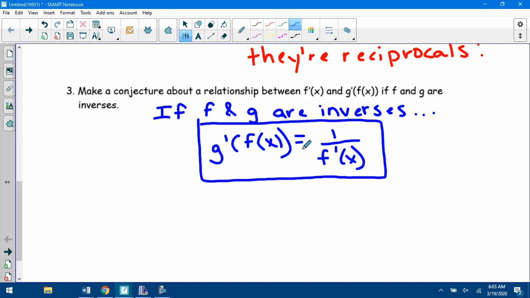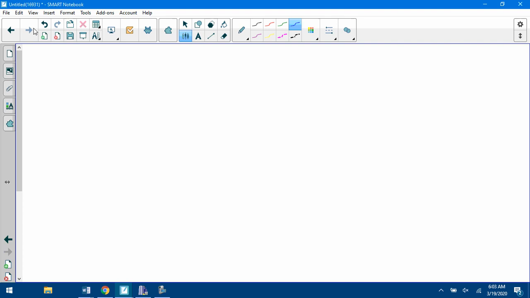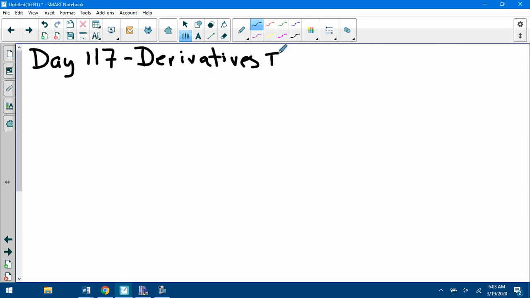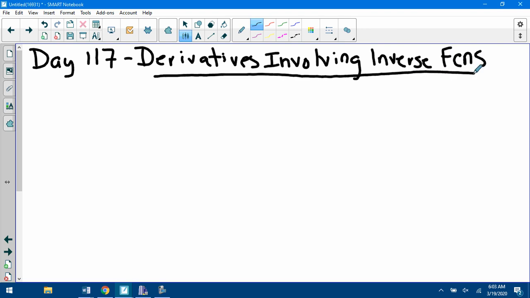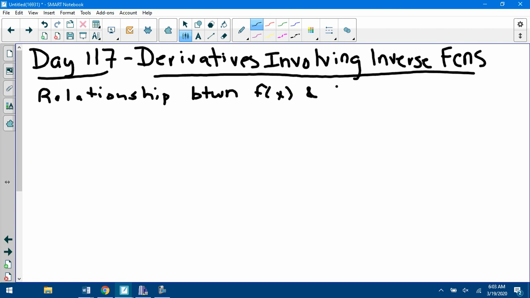Okay, so let's switch over to your own notes for a little bit. And this is the official start of day 117. You can call this derivatives involving inverse functions. Okay. So what we're looking at, and what we just looked at, is the relationship between f of x and f inverse of x and their derivatives.